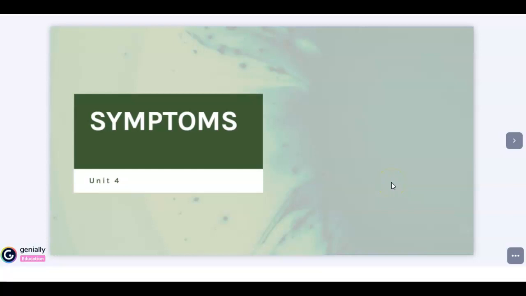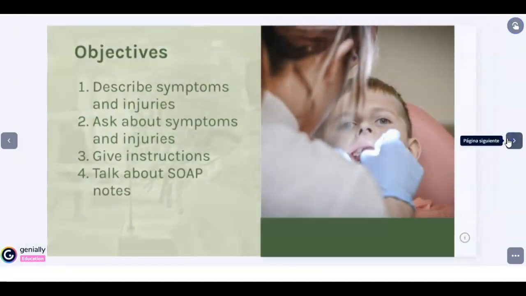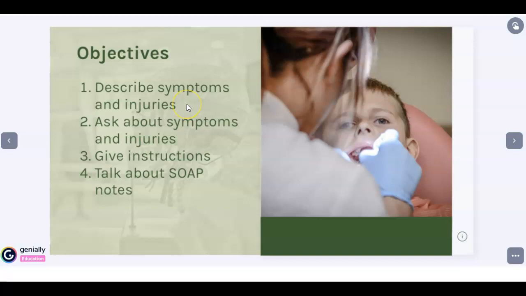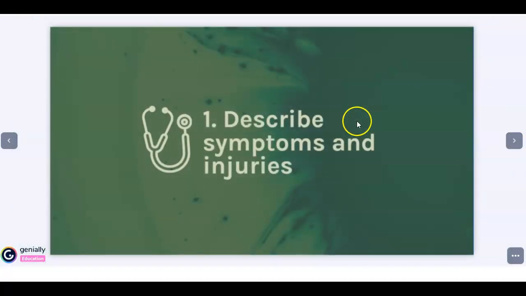In this unit, we're going to be working with symptoms. In this unit, we have these 4 objectives. The first one is that we're going to learn how to describe symptoms and injuries, then to ask about them, give instructions, and finally, we're going to talk about the SOAP notes. So let's start with the first objective, that is describe symptoms and injuries.